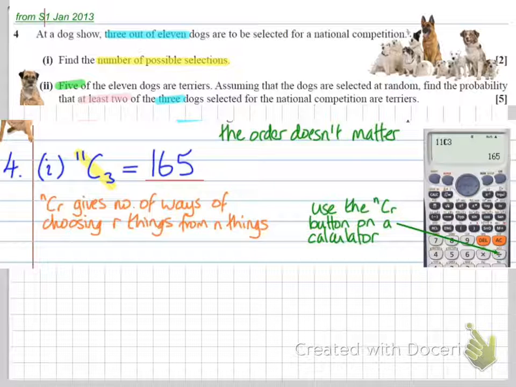Now I'll just go back and reread the question and check I've answered what they asked for. I was asked to find the number of possible selections. So 165, pretty big number, lots of ways to choose 3 dogs out of the 11 dogs. That seems sensible. If the question had asked me about a probability, I'd be expecting an answer between 0 and 1, and then 165 would not be sensible. But I'm happy with that, so I'm ready to go on to part 2.